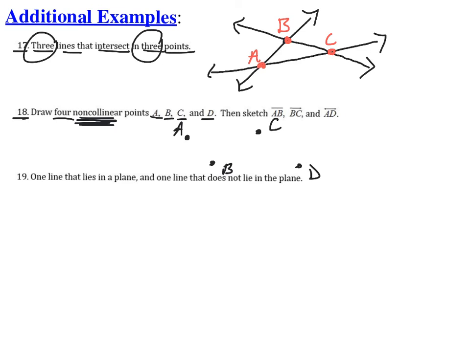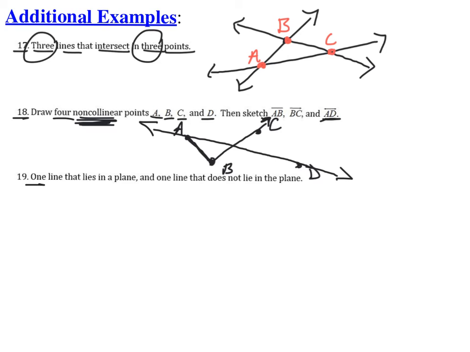So first we have segment AB. So it's not going outside of A or B. Then we have ray BC. So this goes from point B to point C, and it's actually going to continue. So I'm going to add a little arrow there. And the last one is line AD. So I'm going to draw a line going from A to D with arrowheads on either end. So I have my 4 non-collinear points, I have my segment AB, and my ray BC, and my line AD.